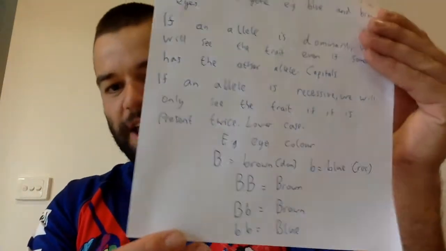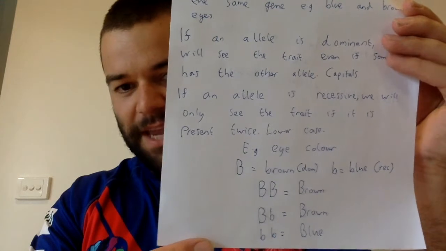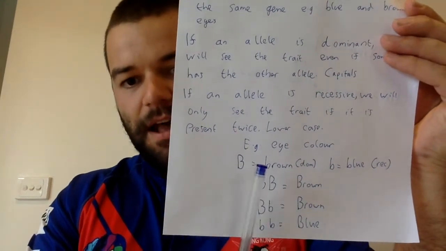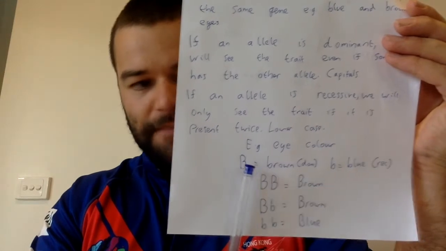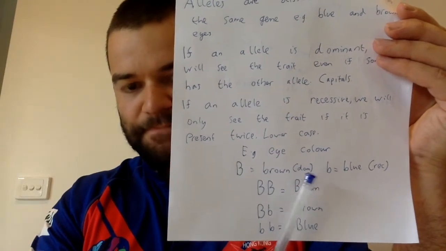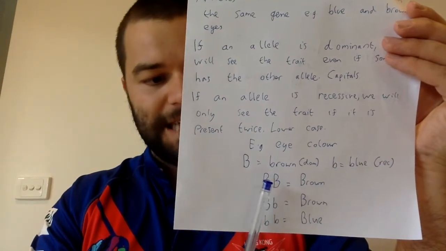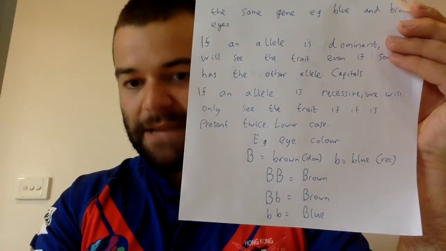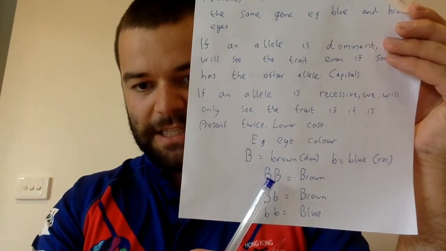So, where we were before, we're using eye colour as an example of what dominant and recessive mean. Brown is the dominant allele, so I'm putting that as a capital B. Blue is the recessive allele, so I'm putting that as a lowercase b. What that means is if somebody has capital B, meaning both genes they got from their parents were for brown eyes, they will have brown eyes.